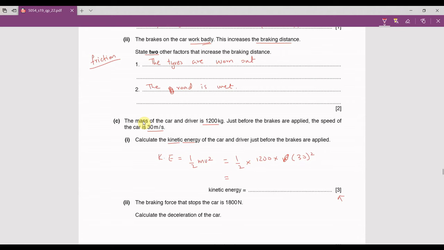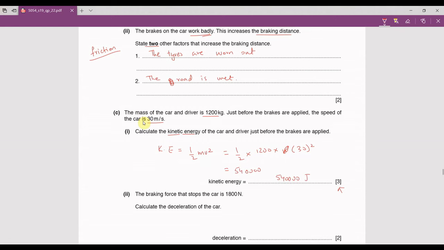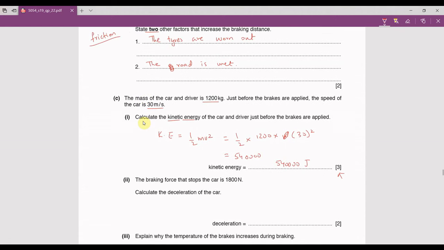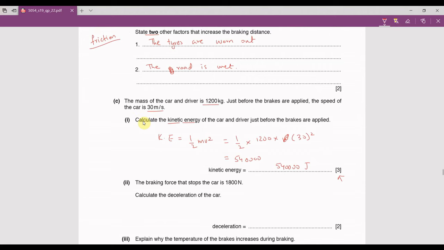Okay, so this is going to be 5400, so 540000 joules. Don't forget the units. The braking force that stops the car is 1800 Newton. That's the braking force. Calculate the deceleration of the car.